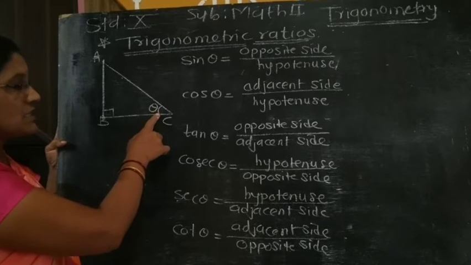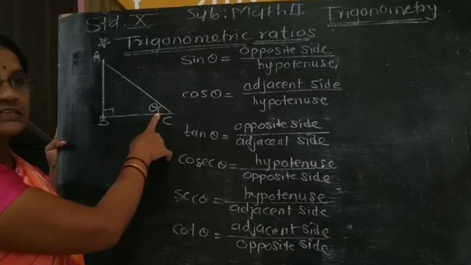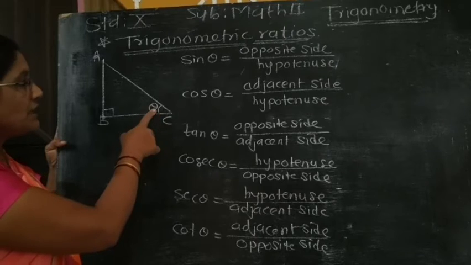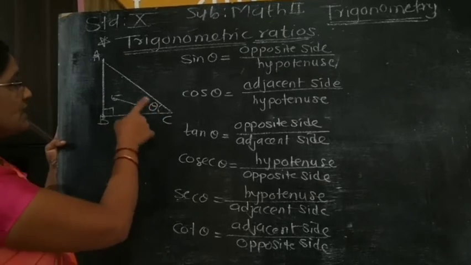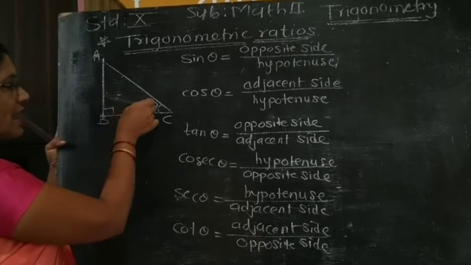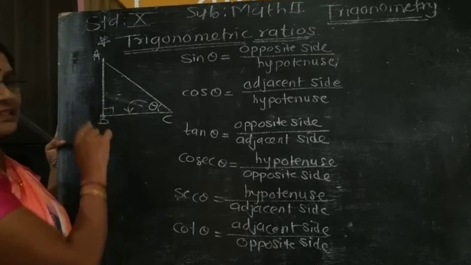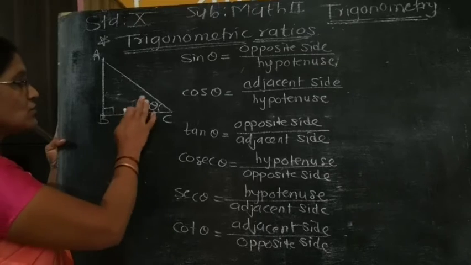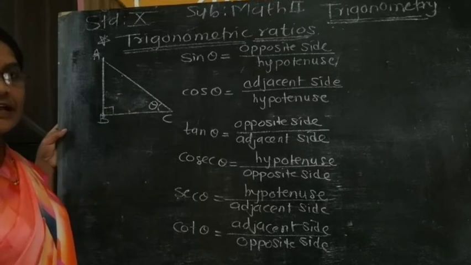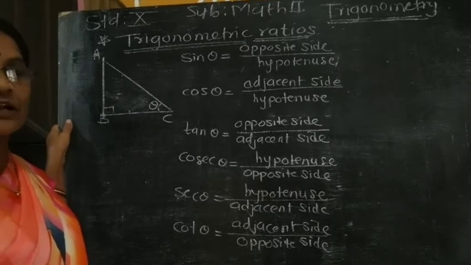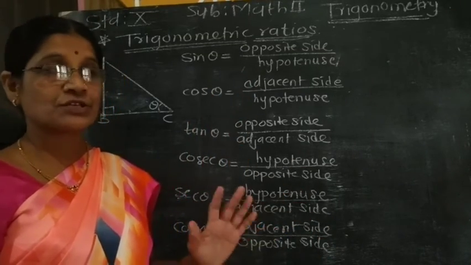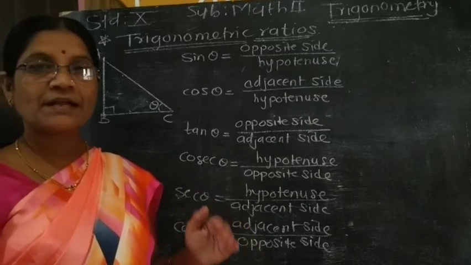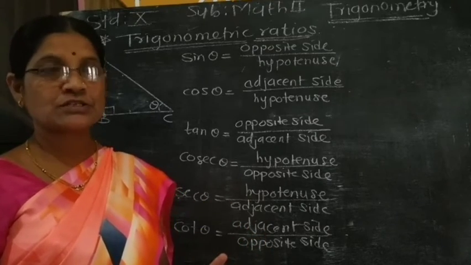If we consider this acute angle C equal to theta, then the opposite side of angle theta is AB and the adjacent side of angle theta is BC. Once we know the adjacent side, opposite side and hypotenuse, then we can find out all trigonometric ratios. First we learn the definitions of trigonometric ratios.